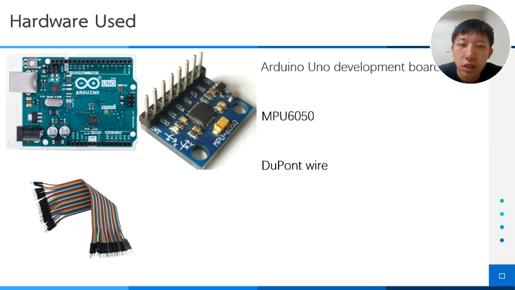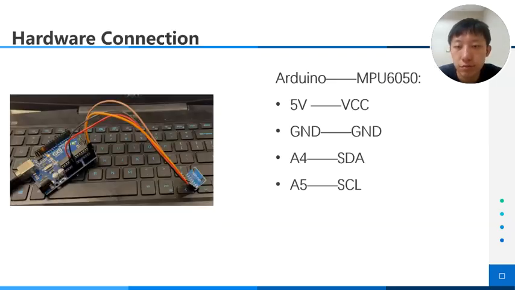To finish this homework, I used 4 key pieces of hardware. The Arduino Uno development board, which is the control core of the whole system. The MPU6050 gyroscope module, used to collect angular velocity data. Several Dupont wires, used to connect the development board and the gyroscope. And the USB data cable, responsible for powering the Arduino and transmitting data. The hardware connection part is very important.